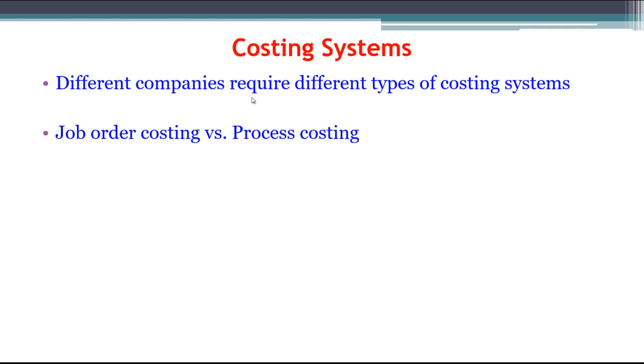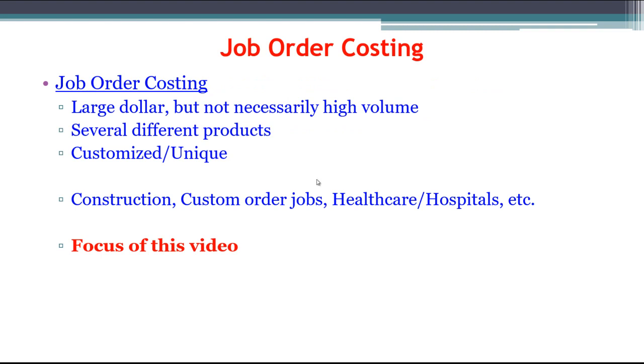Now, again, I said at the beginning that this is one of the costing systems we're going to talk about here, but different companies may use different systems. Job order costing is the main focus of this particular video, but some companies may choose to use process costing as well. Even though it technically is a choice, generally the choice is driven by the industry they're in, by the types of services or products they produce.